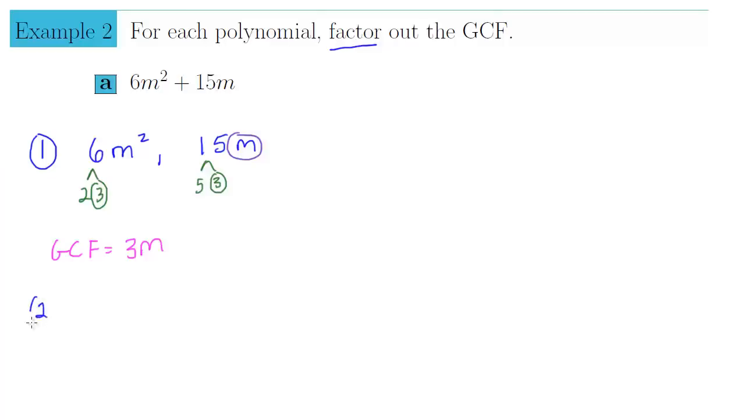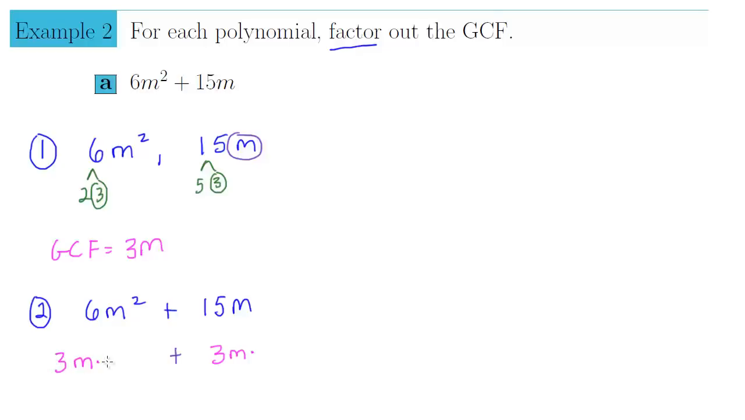Next, our second step is to take the original polynomial and rewrite each term using the GCF. So for example, I want to take 6m squared and I want to write it as a product of the GCF and some other monomial. And I want to take 15m and write it as a product of the GCF and some other monomial. All right, so the question is, what do I have to put after these multiplication signs? So what do I have to multiply 3m by to get 6m squared back?